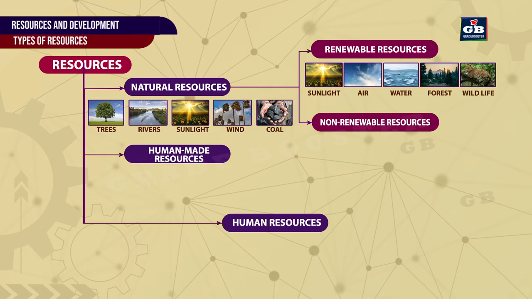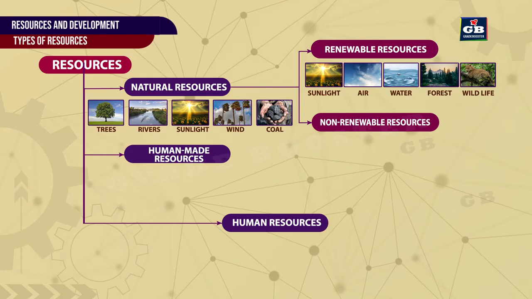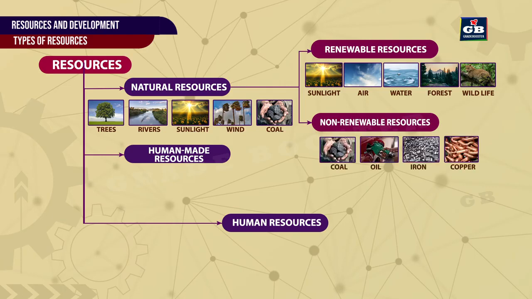Renewable resources. These resources replenish themselves. For example, sunlight, air, water, and biological resources like forests and wildlife. Non-renewable resources. These resources are limited in supply and take millions of years to form. For example, fossil fuels like coal, oil, and recyclable metals like iron, copper, etc.